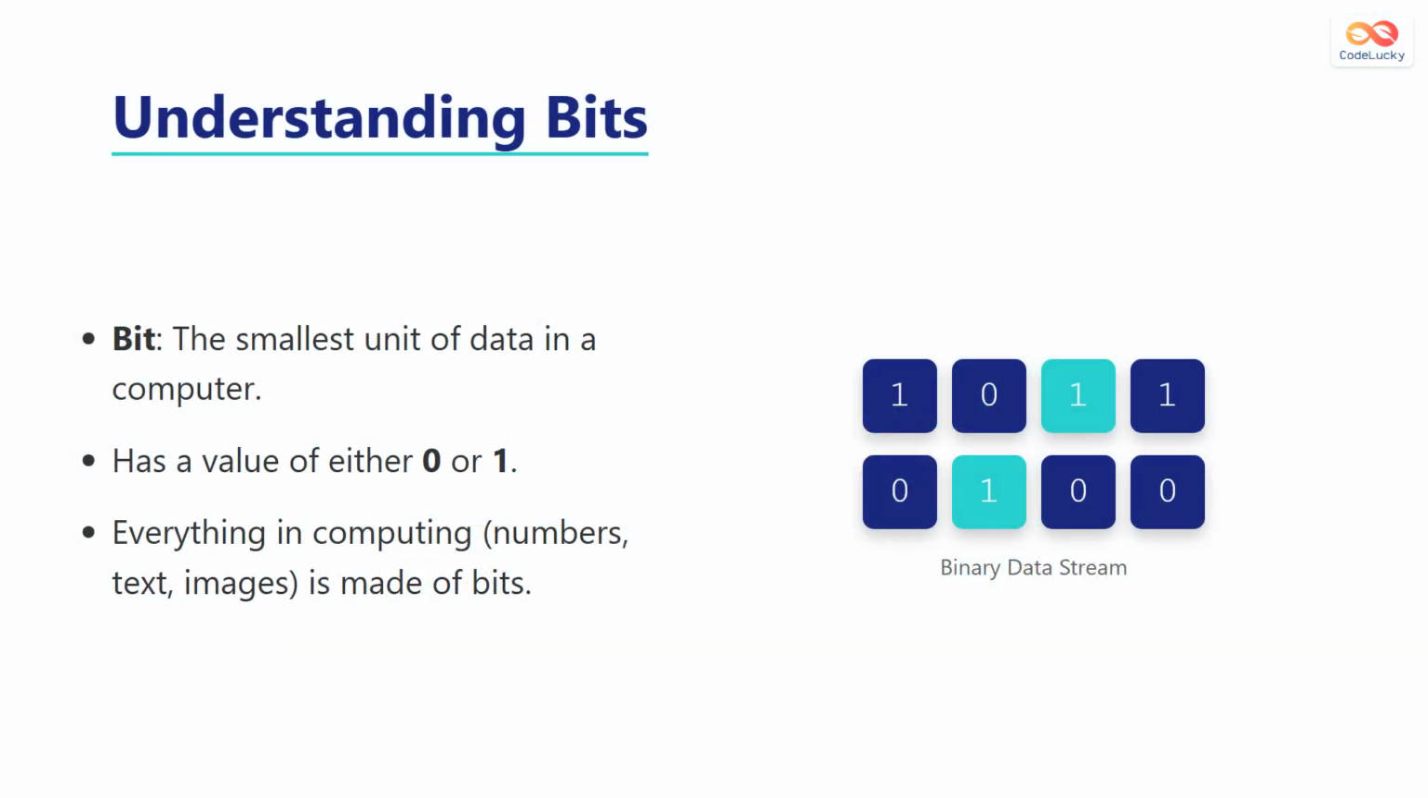Before we dive in, let's briefly recap what we are working with. A bit is the most basic unit of information in computing. It can only hold one of two values, 0 or 1. Everything you see on a computer screen, from text to images, is ultimately composed of these zeros and ones.